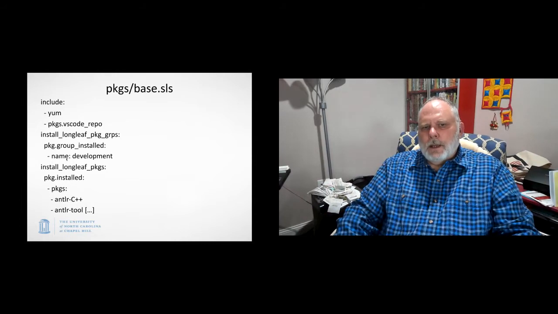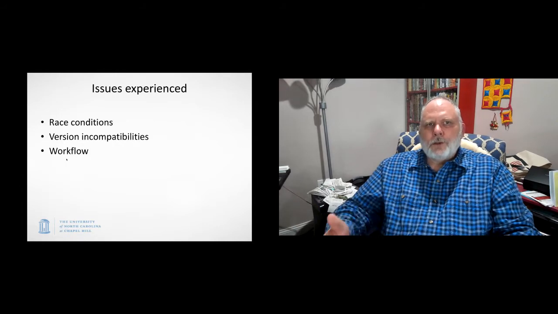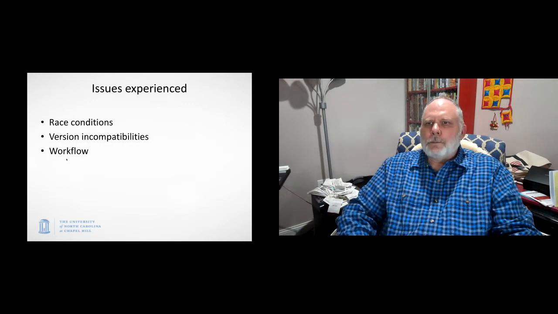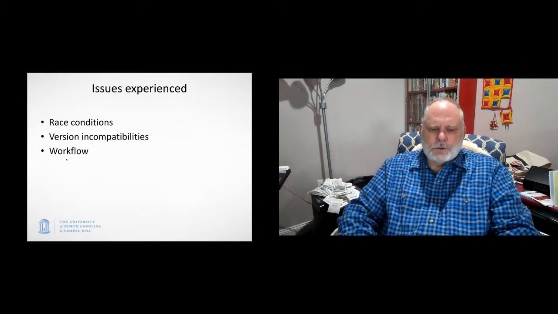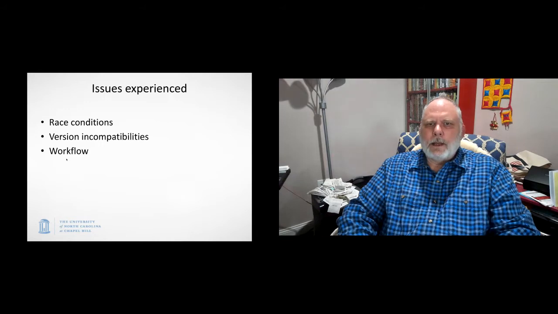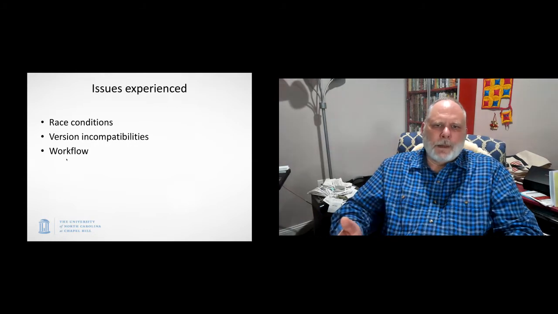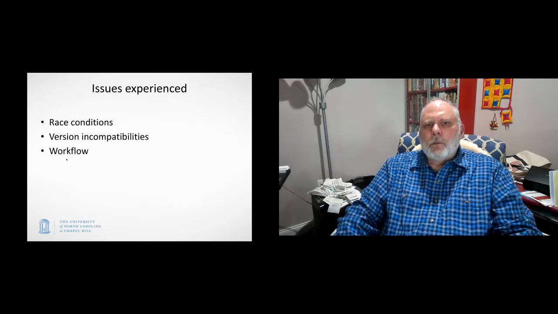One of the things that goes on when you have something that works pretty well for you is that you let it work pretty well for you, and you live with issues that come up. So we've had some issues that have got a little bit more annoying in the last year or so. Roughly I describe them as race conditions, version incompatibilities, and workflow generally. And I'll tell you what our examples are and what we're going to do.